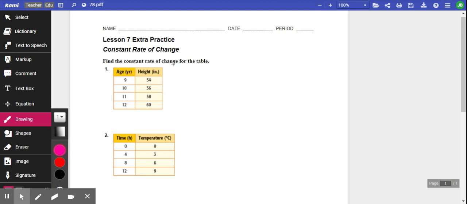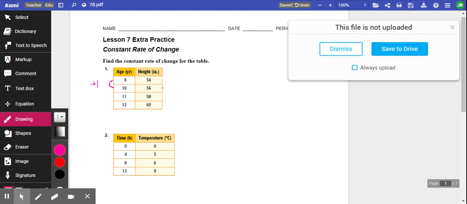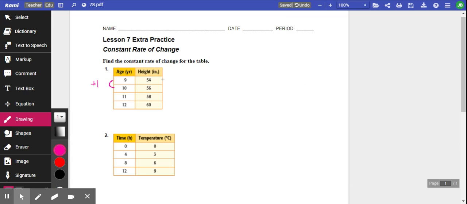If you remember, the constant rate of change is where we're trying to figure out how much a value changes and then compare that to another set of data. So what we're doing first here is let's go down through. We have the age in years for our first example, and we're comparing that to height. The age in years is going from 9 to 10, and we would say that is a change of +1. Then the height is changing as 54 goes to 56, and that would be by 2 inches.